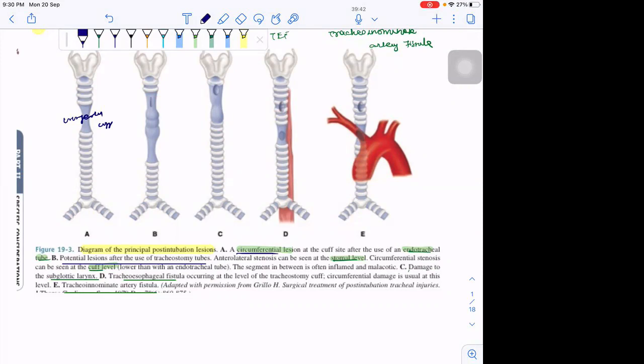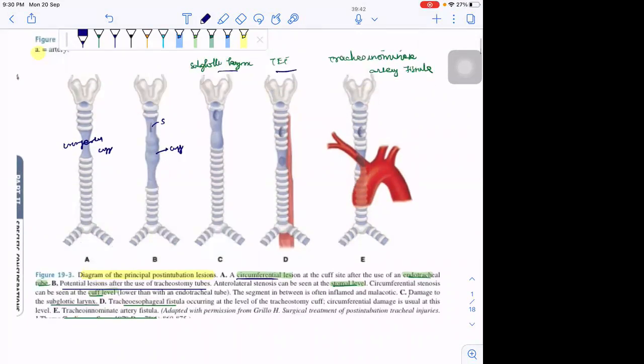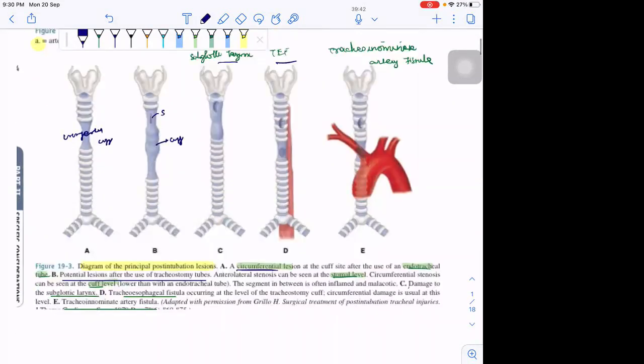B is at the stomal level. And this is at the cuff level. C is damage to the subglottic larynx. And this is a tracheoesophageal fistula. These are the various injuries possible after intubation. And there is a tracheoinnominate artery fistula.